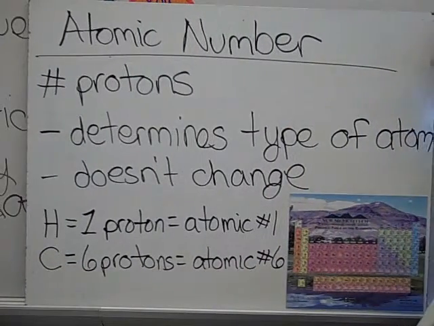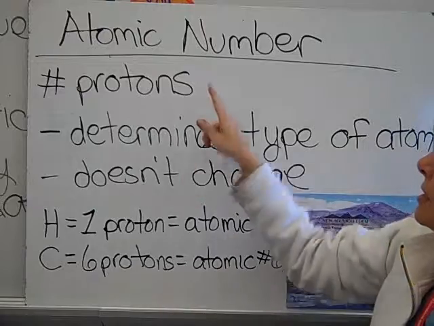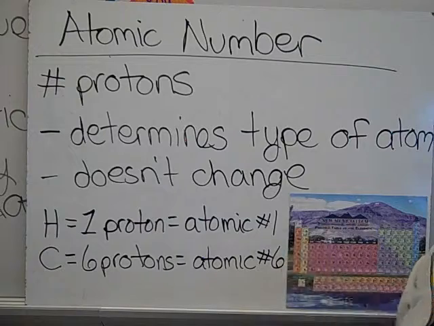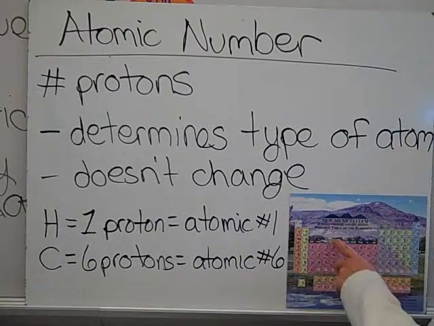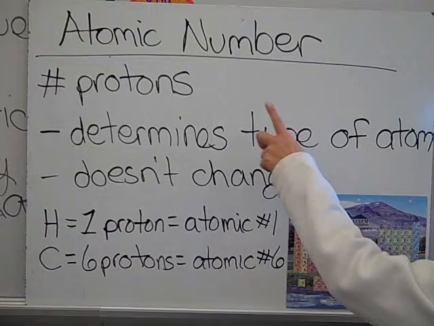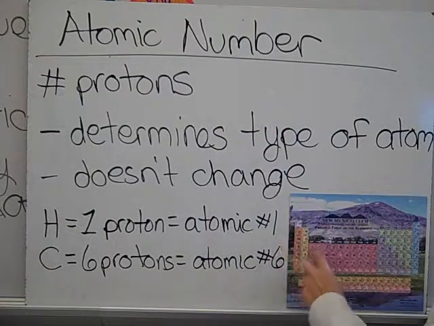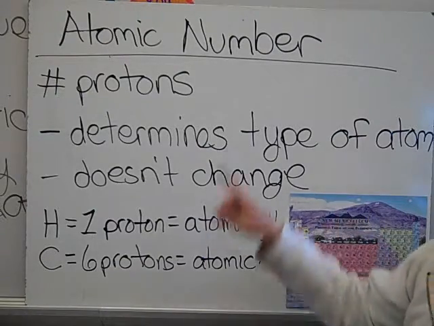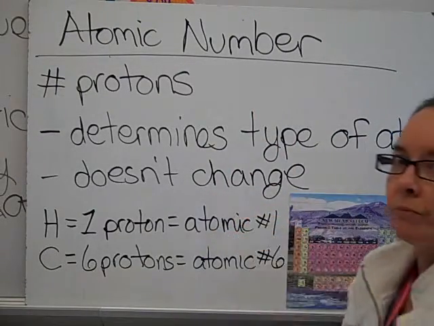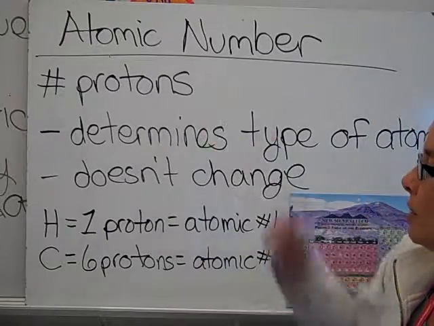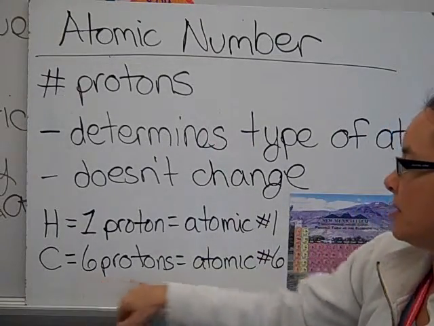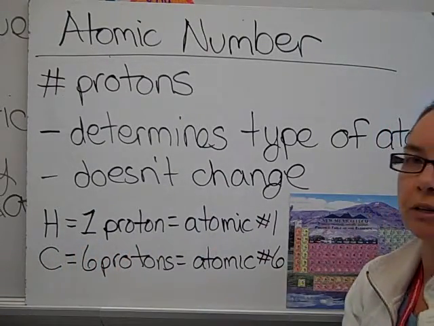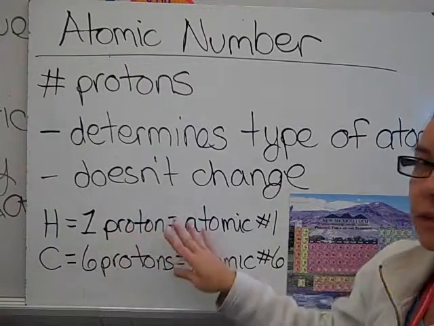Atomic number. The atomic number is the number of protons in an atom. It determines the type of the atom as we find it on the periodic table. So depending on the number of protons in each atom, that's how these are lined up in order, 1, 2, 3, 4, 5 on the periodic table. The atomic number never changes. So oxygen always has 8 protons, for example. Carbon has 6 protons, so its atomic number is 6. Hydrogen only has 1 proton, its atomic number is 1. Okay, this is always true.